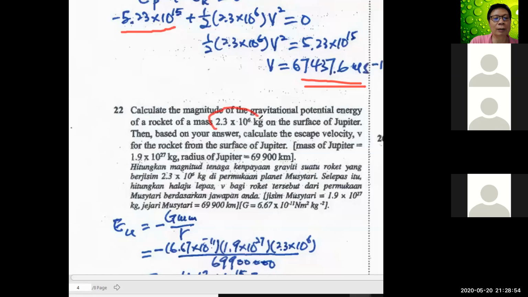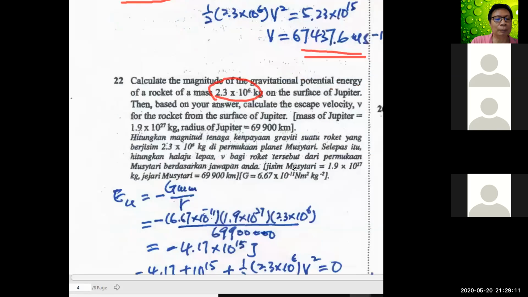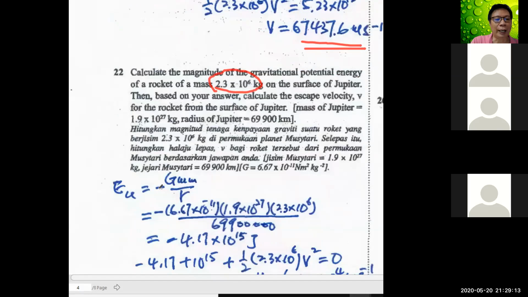This is M1, on the surface of Jupiter. Then, based on your answer, calculate the escape velocity. Later on, find the escape velocity v. Okay, first, you calculate the gravitational potential energy. Use this formula. Negative, take the G constant value. Mass number 1, this is the mass of Jupiter.